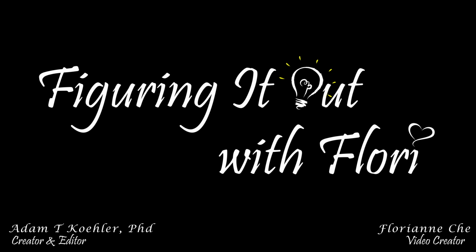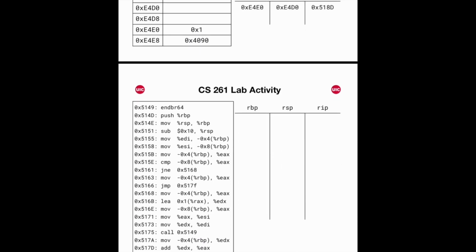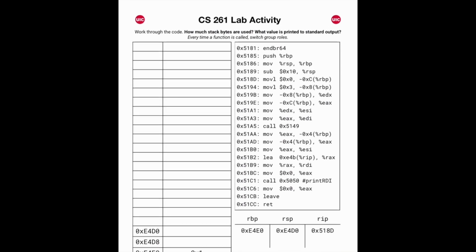This is going to be working with our assembly code and learning how to use the instructions to build the stack and then also find what code this function is supposed to represent in assembly. So the first questions that we're going to answer are how many stack bytes are used, and then we want to ask what value is actually printed to standard output.